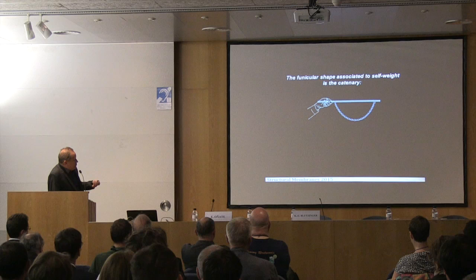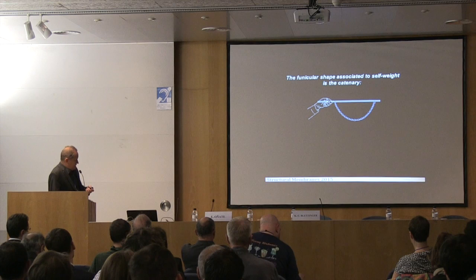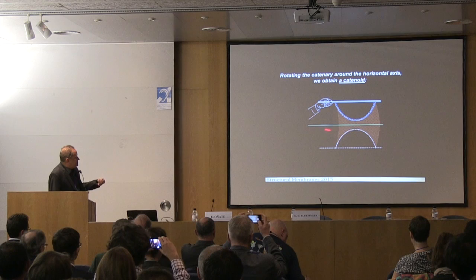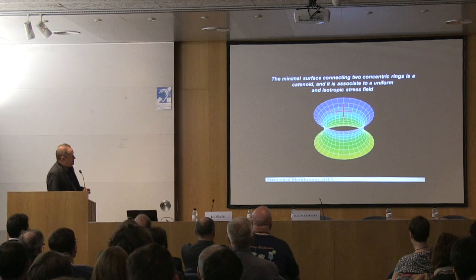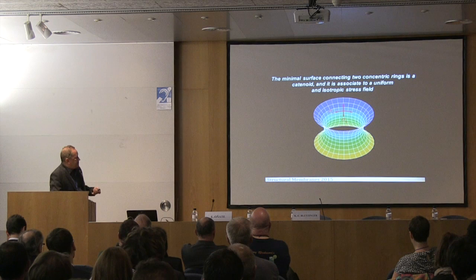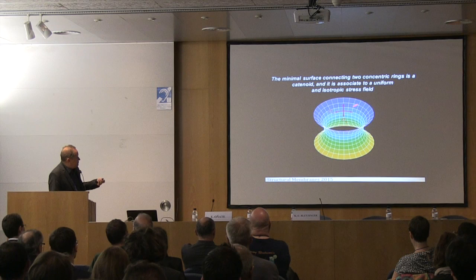Now, the funicular shape associated to self-weight is the catenary. And if we rotate the catenary around the horizontal axis, we obtain a surface, a catenoid. The catenoid is a minimal surface connecting two concentric rings. And it is associated to a uniform and isotropic stress field. So, if you consider stresses in whatever direction, they are the same value.